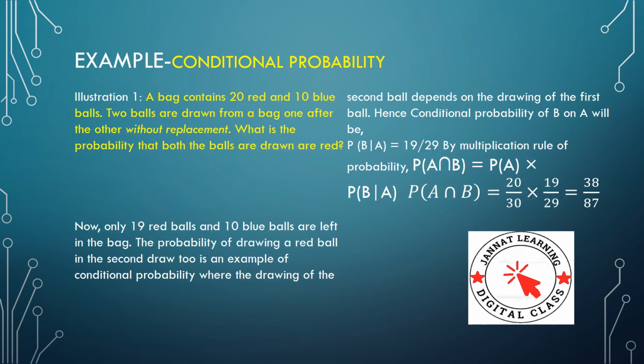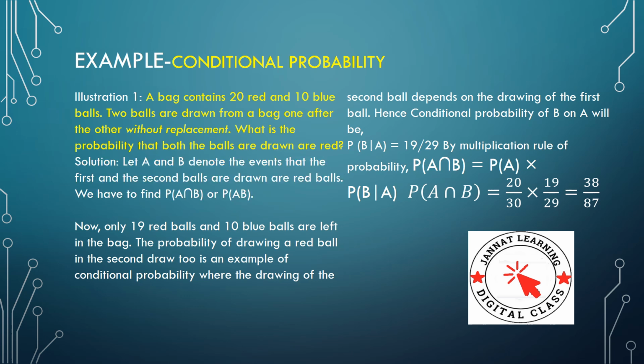A bag contains 20 red and 10 blue balls. 2 balls are drawn from the bag one after the other without replacement. What is the probability that both the balls drawn are red?